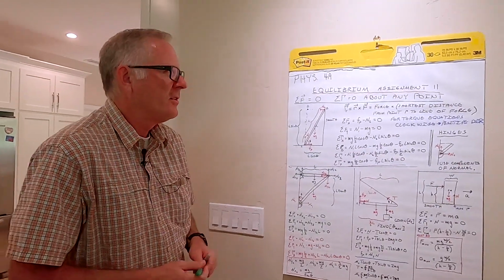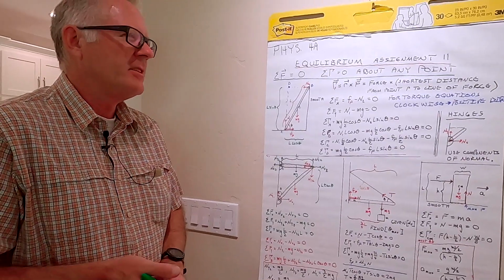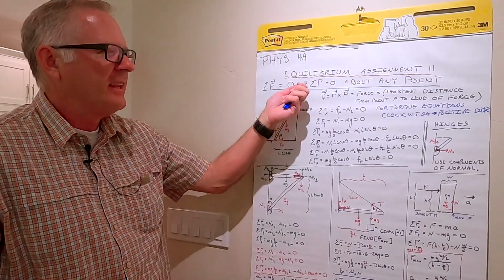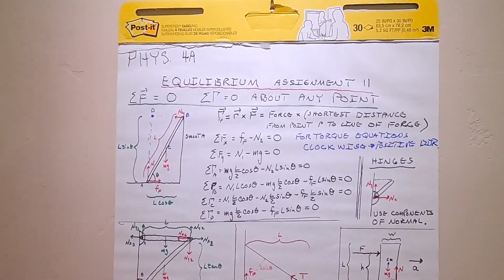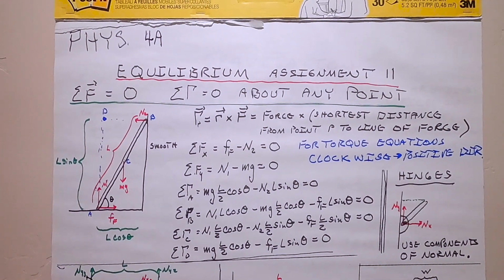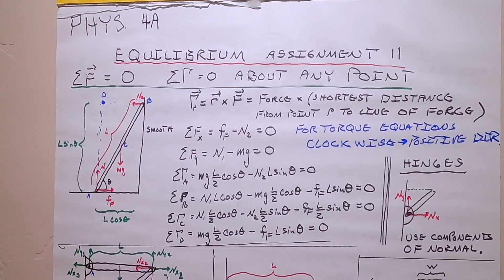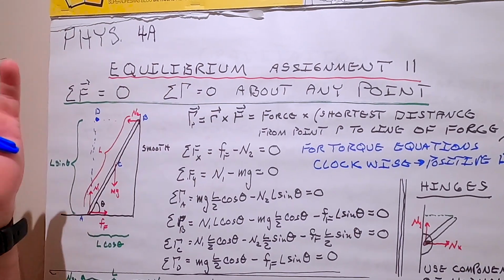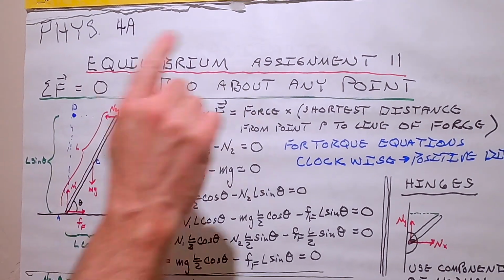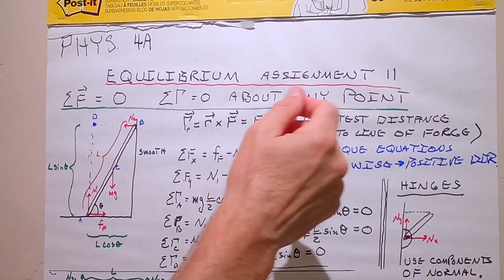Okay, so now I want to look at assignment 11 right here. Assignment 11 should be our easiest question. It's our easiest assignment. It's on equilibrium. Remember, the definition of equilibrium is the sum of the forces equals 0 and the sum of the torques equals 0. And this is going to be true about any point, because no point is accelerating when you're in equilibrium. So you could take this about any point you wanted.